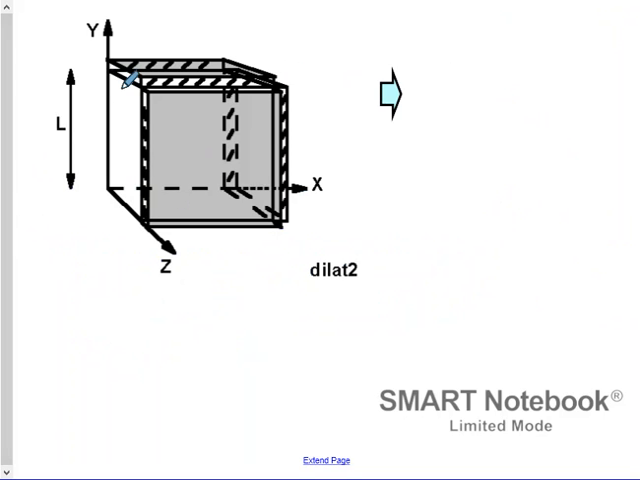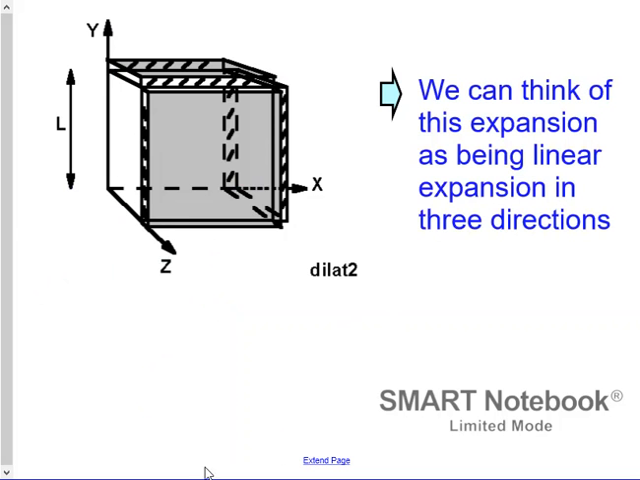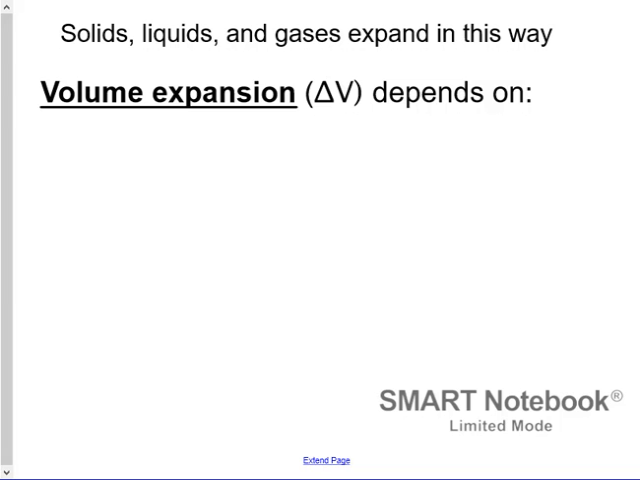Okay, so volume expansion is just taking our linear expansion and applying it to all directions. So it increases in all three directions. So we can think of this just as being linear expansion in three. Now, volume expansion is going to have basically the exact same formula as our linear expansion.